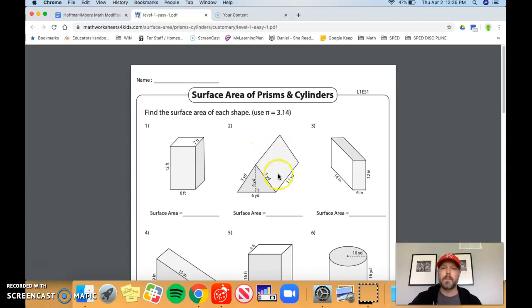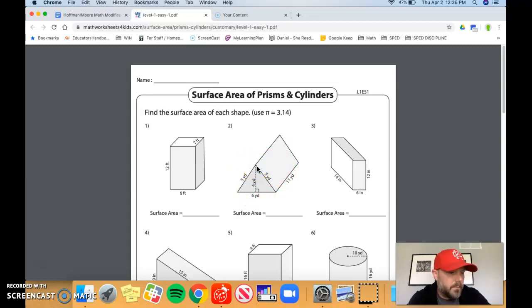We have a triangle prism here, okay? Now the thing with these, you got to be careful. Not all of these sides have the same dimensions, okay? So don't assume that they're all the same, okay? We'll see that the bottom of this prism is different than these rectangles on the side, okay? So just really double check your dimensions, okay?